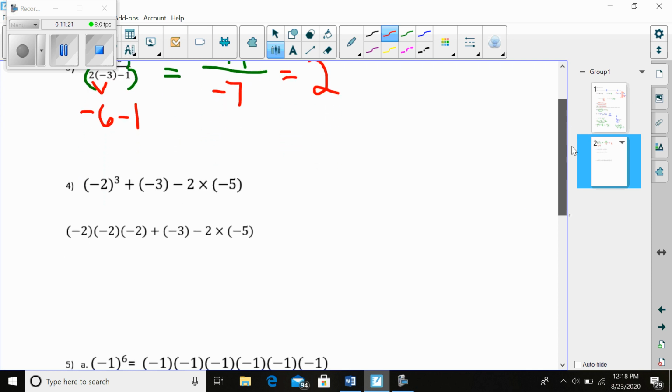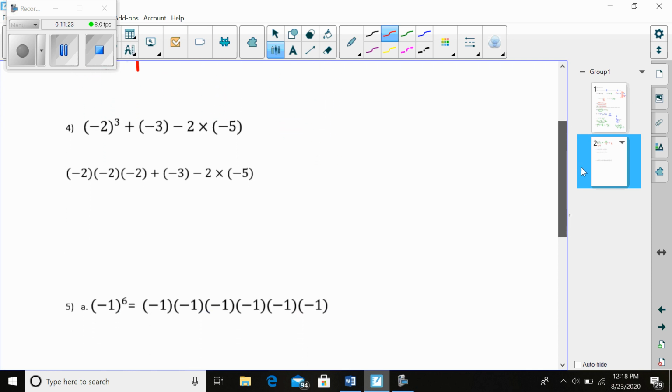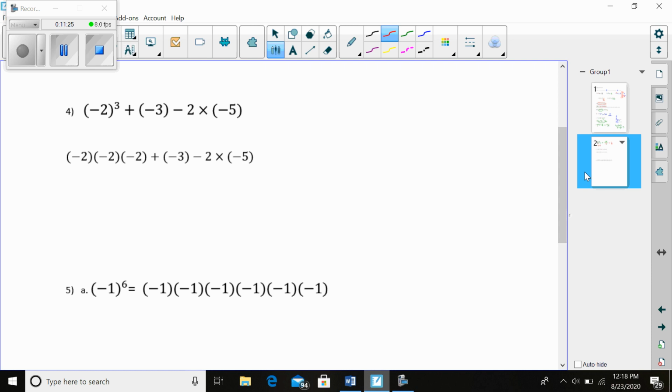In the next example, I typed out the expansion of that exponent. I will occasionally, even in Calc 1, see students do silly things like this is 6, because they multiply. It's easy to be careless like that. So I expanded this out, and then I know a negative times a negative is a positive. So if I have an odd number of negative factors, my resulting product is going to be negative.